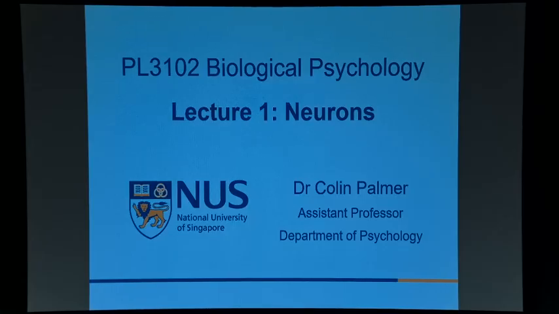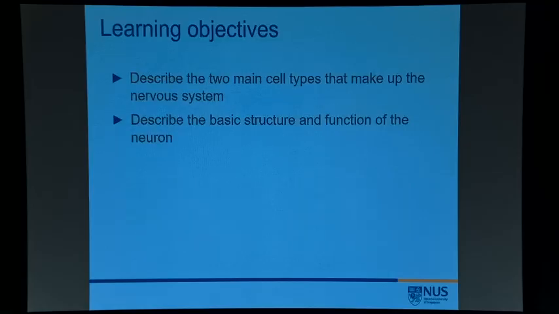By the end of the lecture, you should be able to describe the two main types of cells that make up our nervous system and describe the basic structure and function of one of these cells, which is called the neuron.